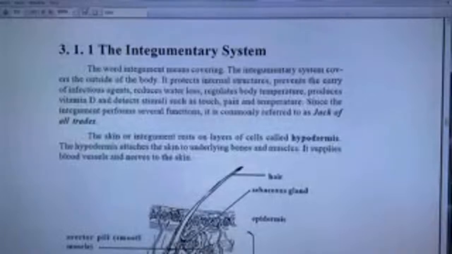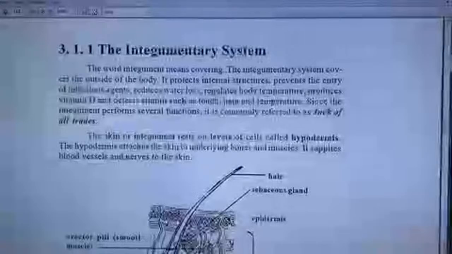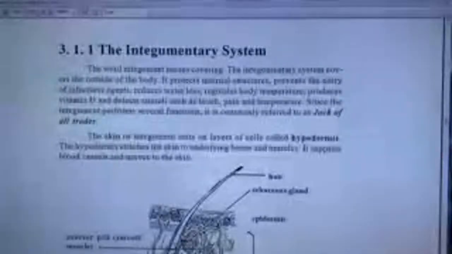The skin or integument rests on a layer called the hypodermis. The hypodermis attaches the skin to underlying bones and muscles. It supplies blood vessels and nerves to the skin.